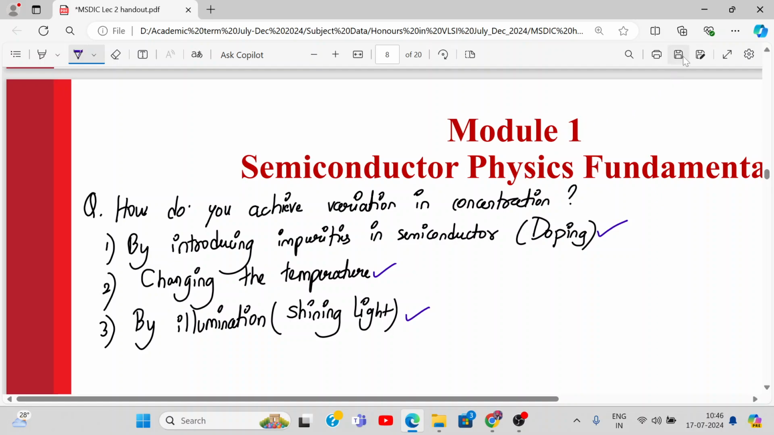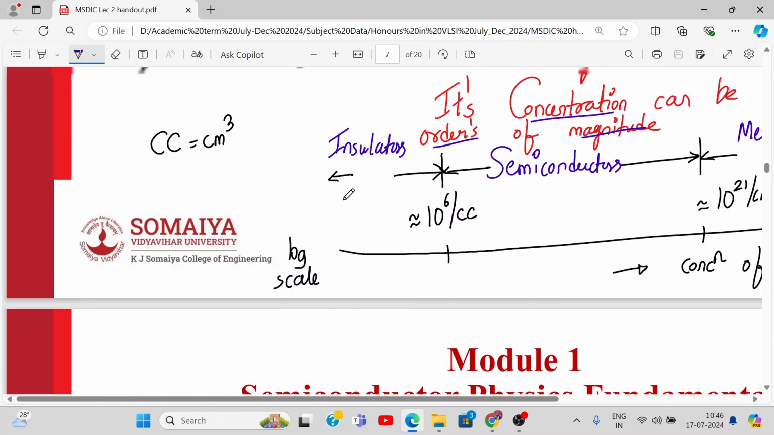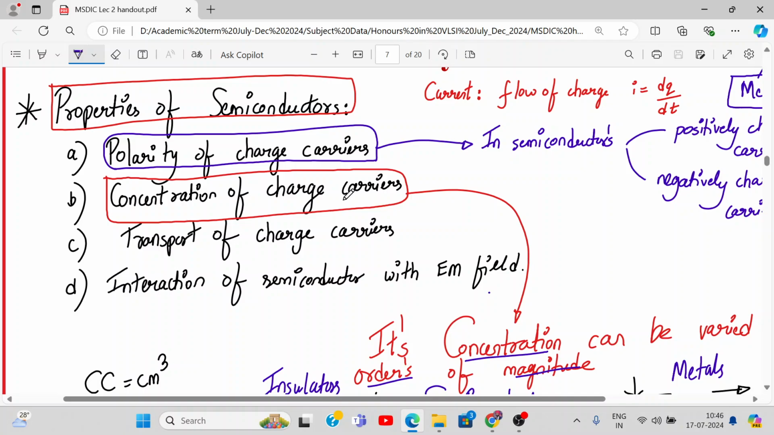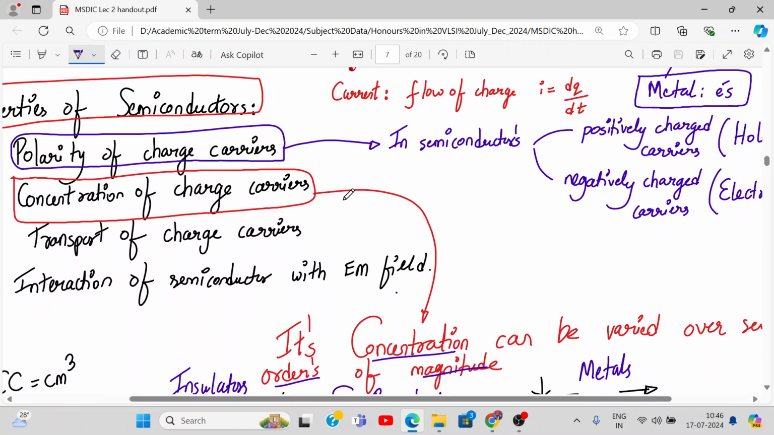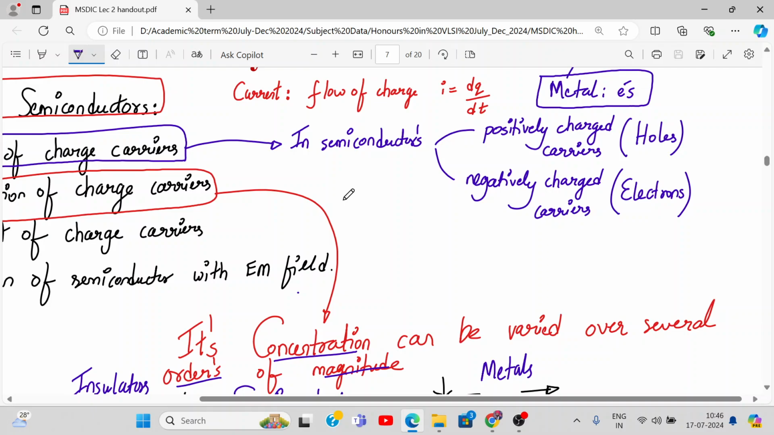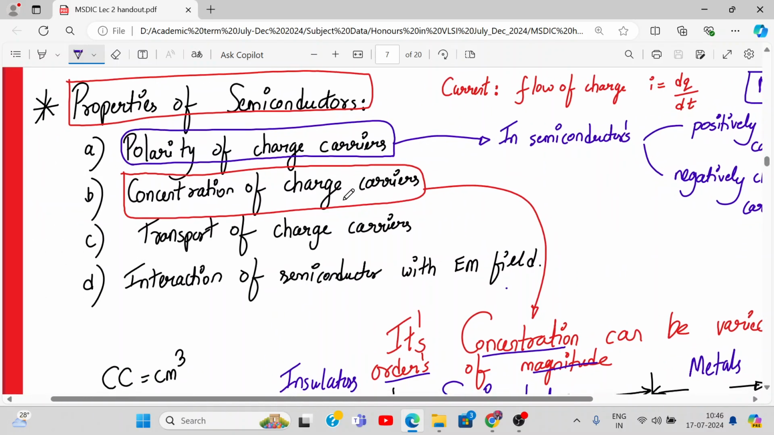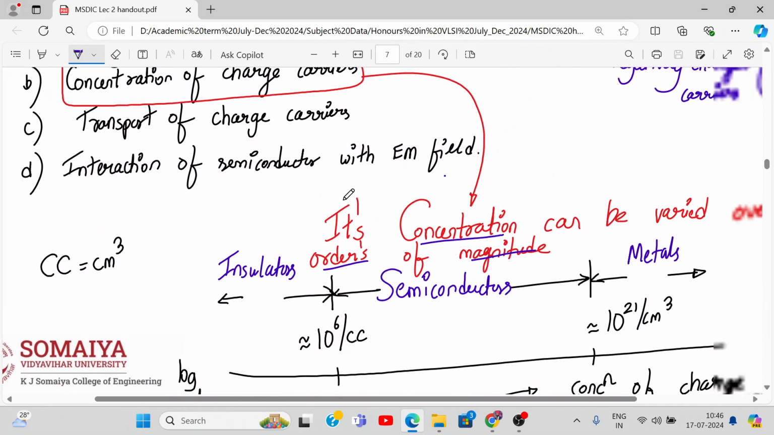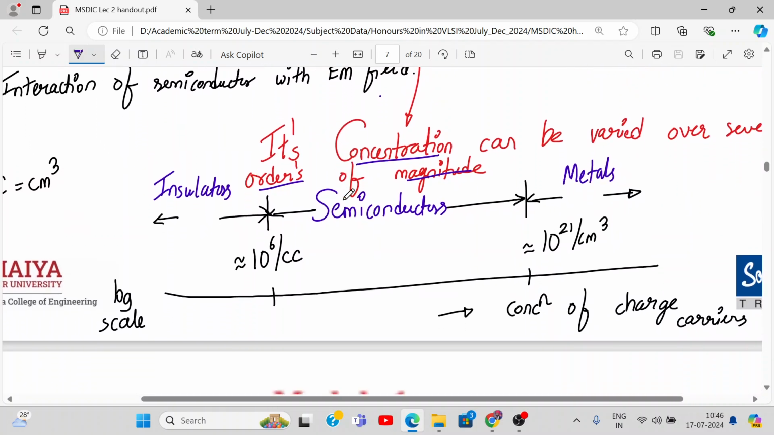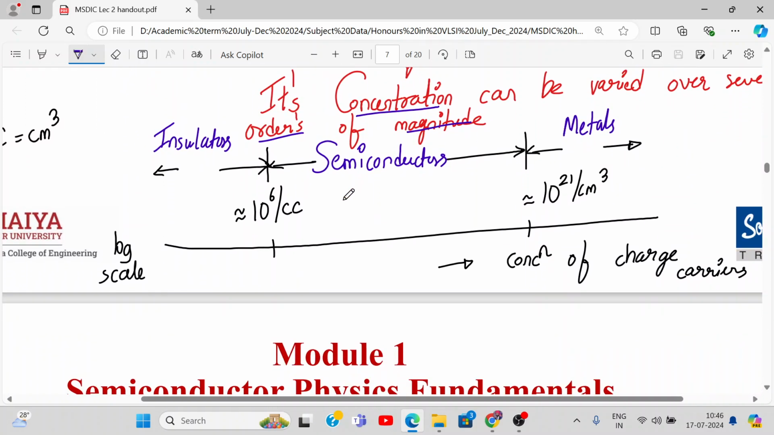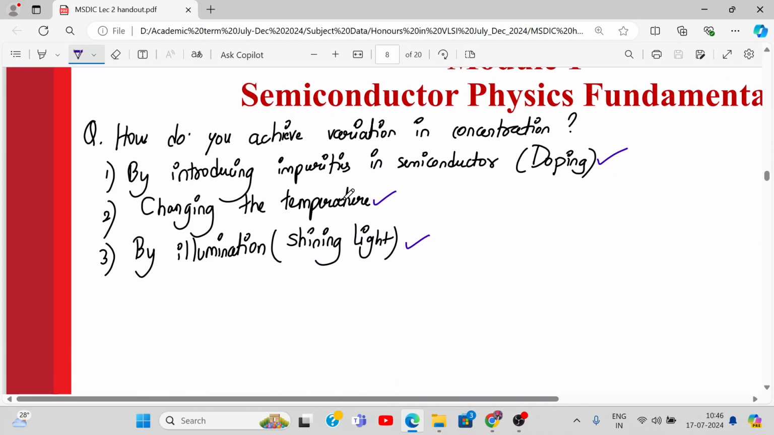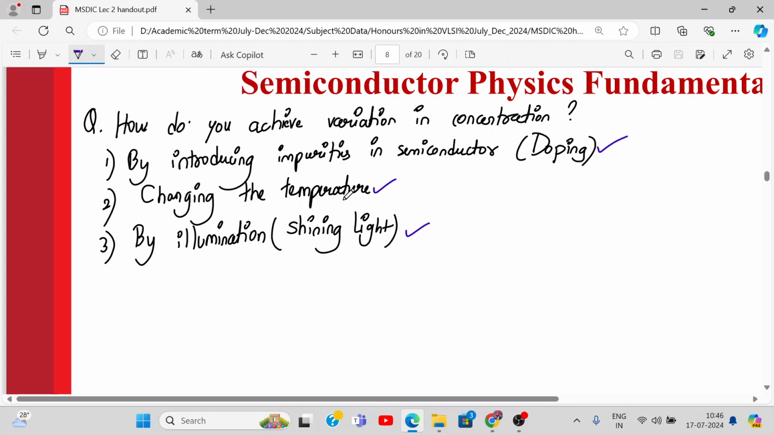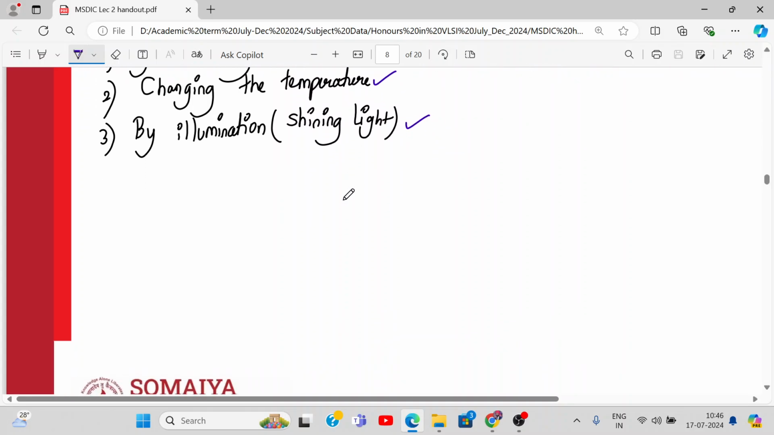All right. Now we'll see the next property. So this is all about the concentration of charge carriers and polarity of the charge carriers. Let us revise. In polarity, there are positively charged and negatively charged carriers in terms of electrons and holes. And for concentration of charge carriers in a semiconductor, the unique feature is that its concentration can be varied over several orders of magnitude. And how do you achieve this variation in concentration? By introducing impurities in the semiconductor, by changing the temperature, and by shining light.